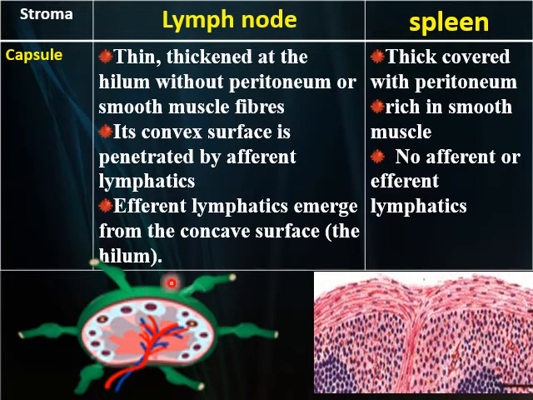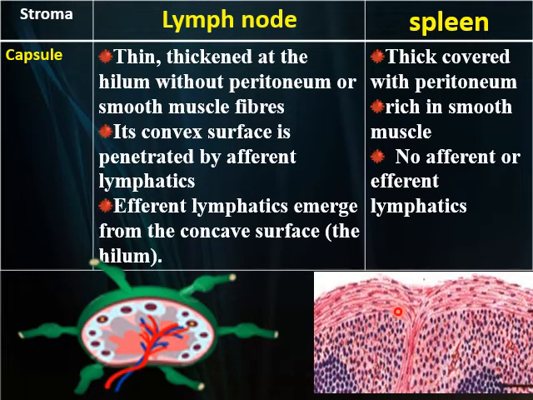As we see here, it is not covered by peritoneum, and it also contains no smooth muscle fibers. As we see, these vessels which enter the lymph node are called afferent lymphatics, and these vessels which exit from it are called efferent lymphatics. The afferent lymphatics are more numerous than the efferent lymphatics.